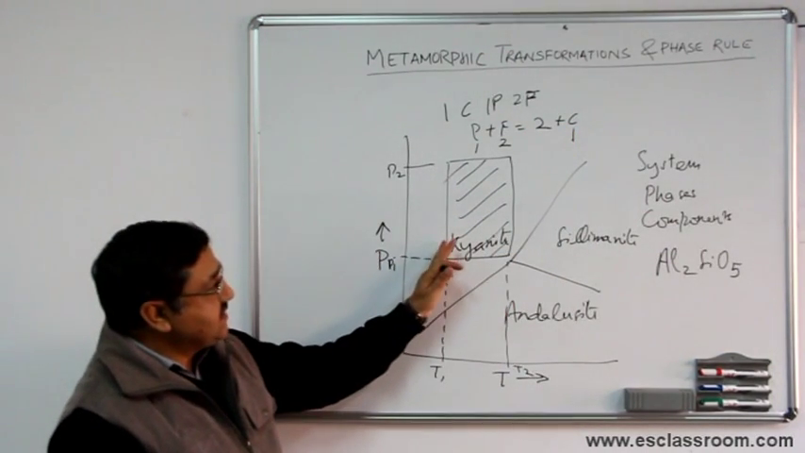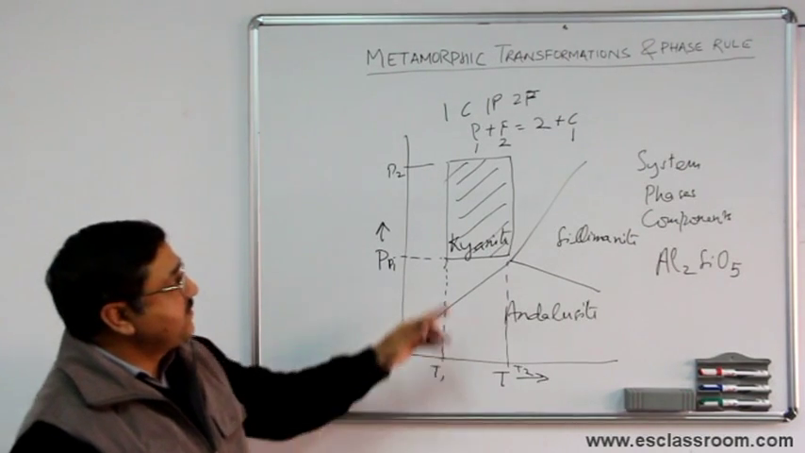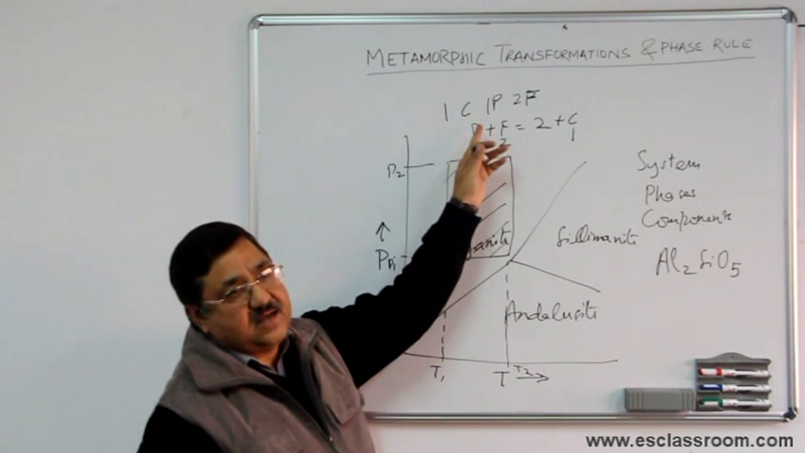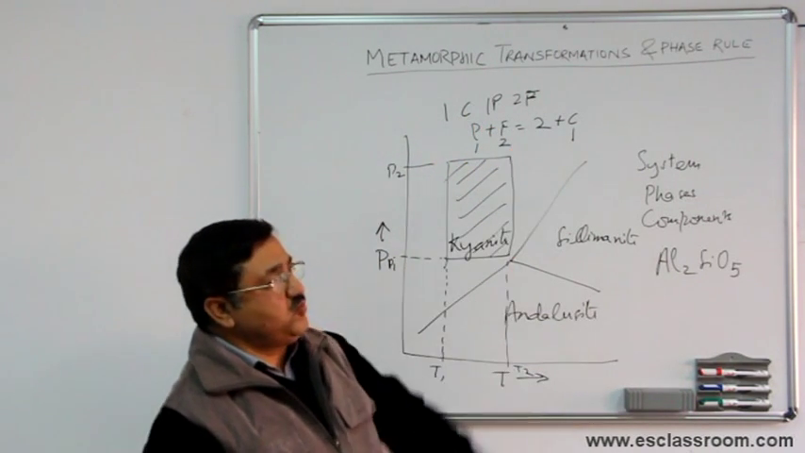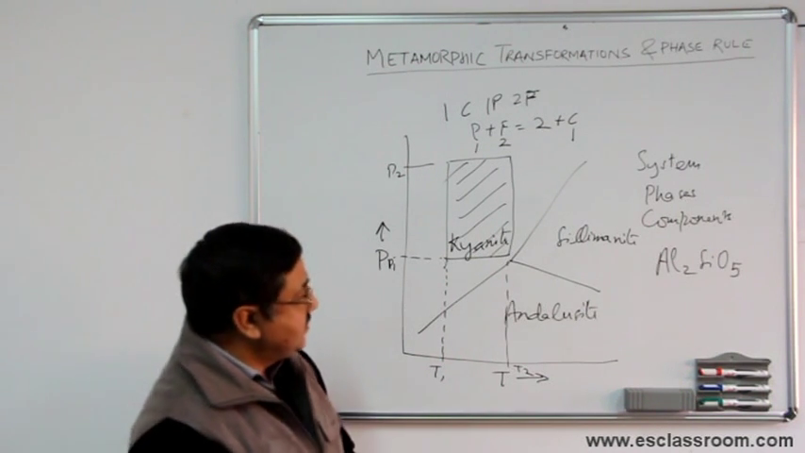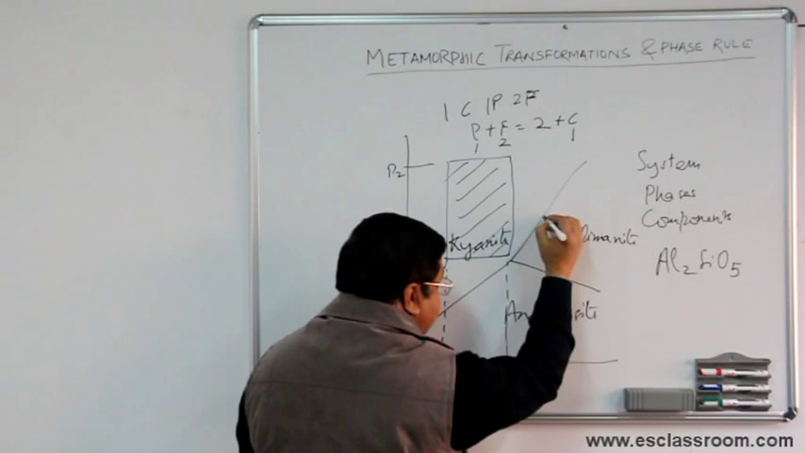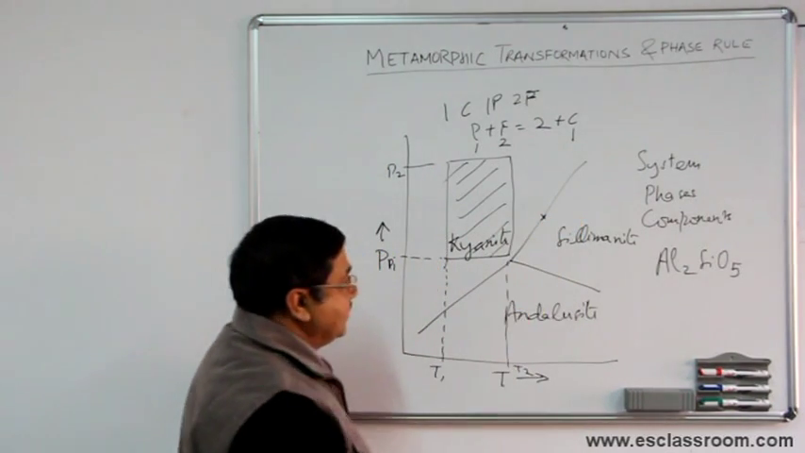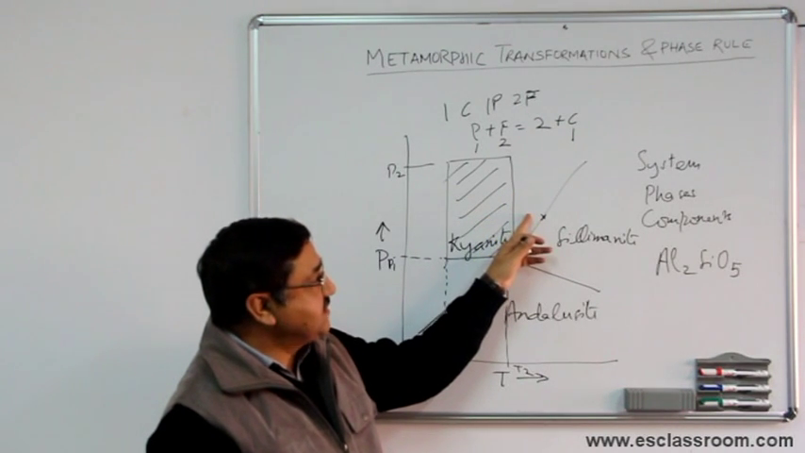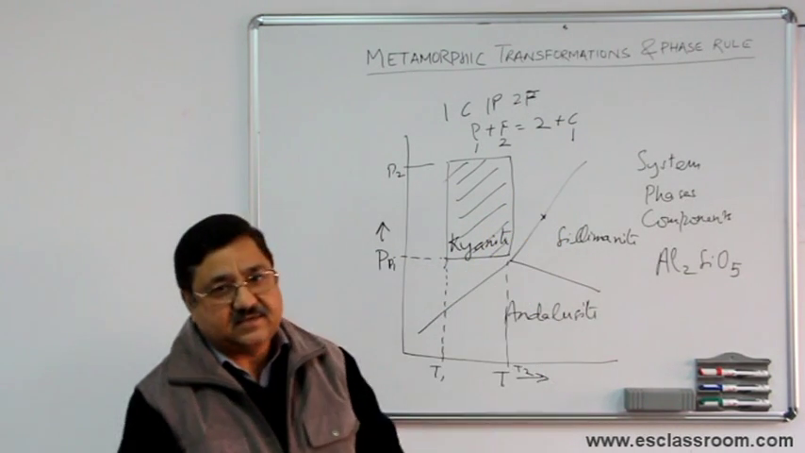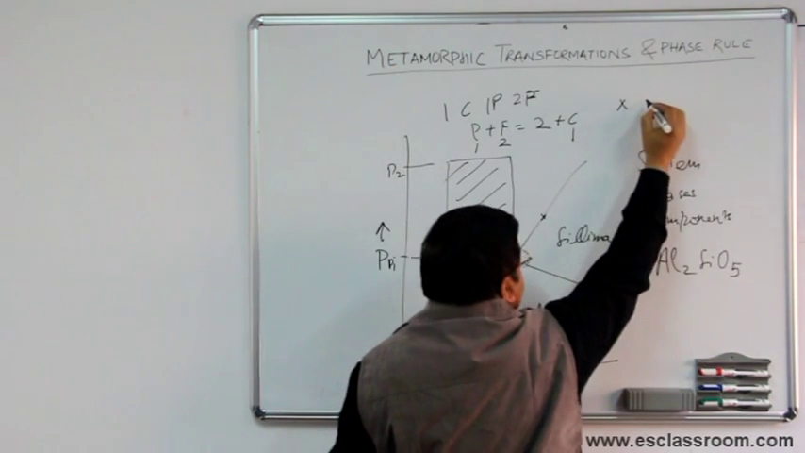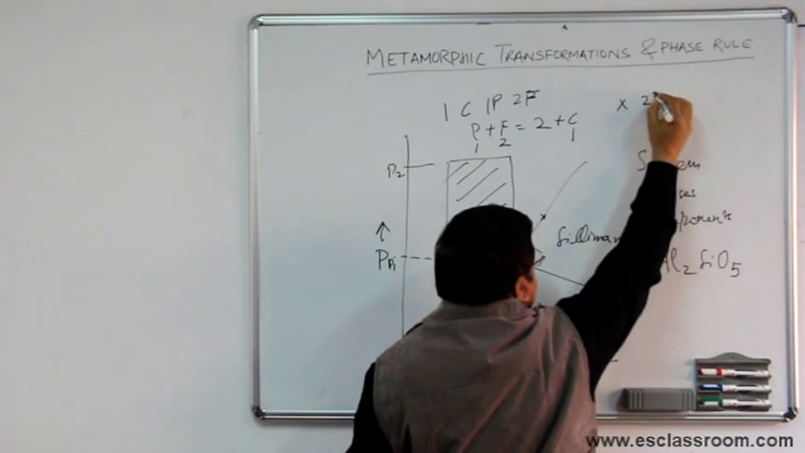So as far as this shaded area is concerned, P plus F is equal to 2 plus C, that is, phases plus degrees of freedom is equal to 2 plus the number of components. Now let us look at a relationship on this line. On this line, we have both phases, kyanite and sillimanite, coexisting. So for this line defined by the cross, I have the number of phases as 2.